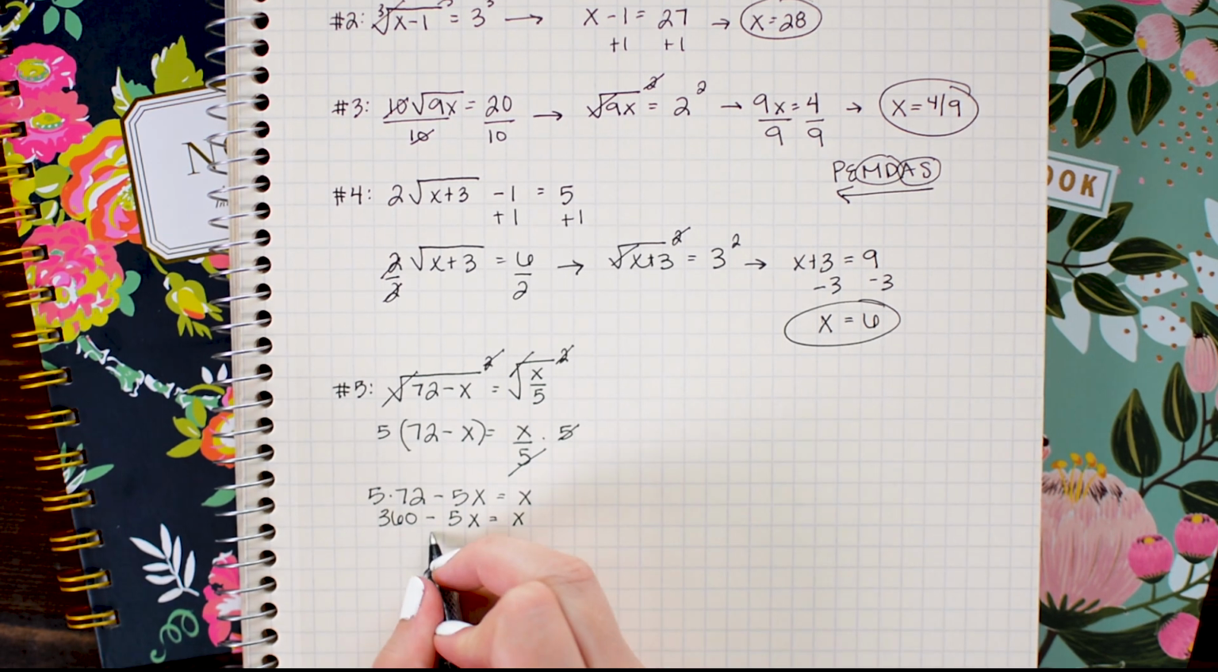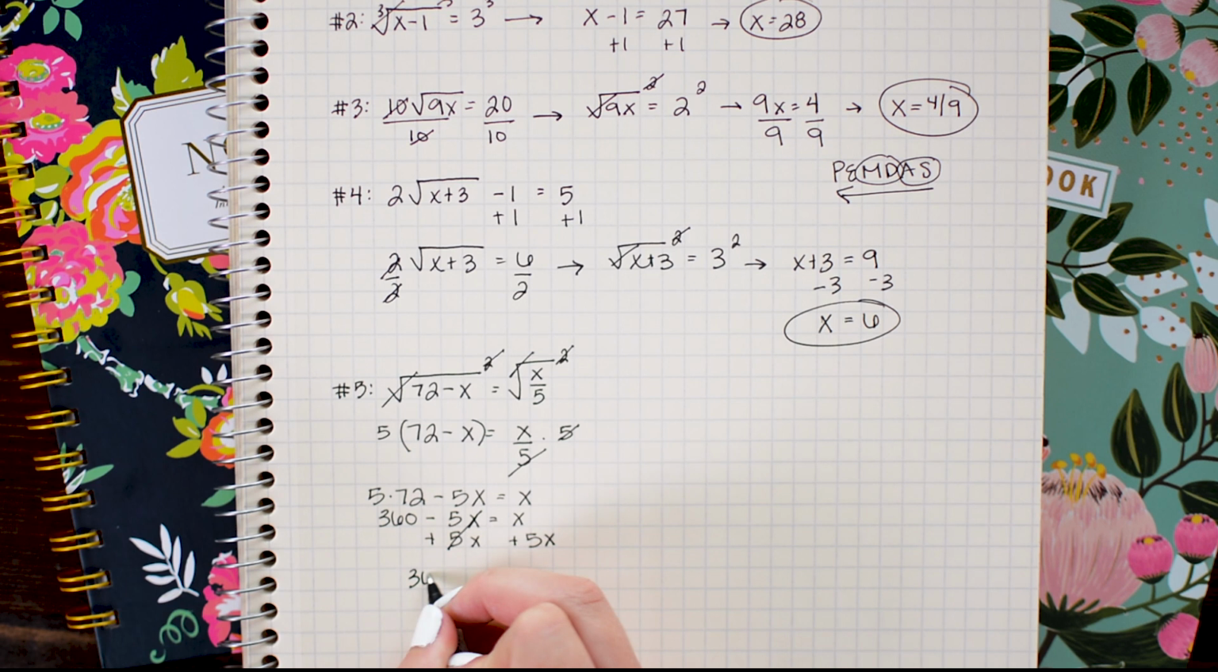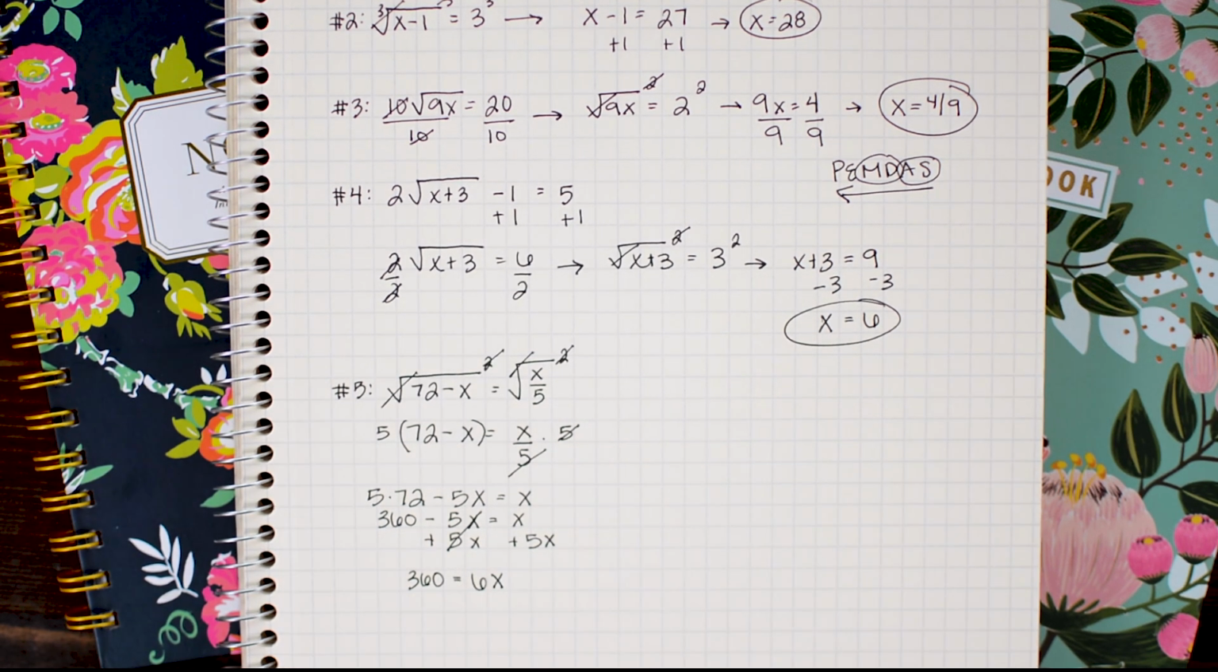Next, I'll add the 5x over. And lastly, divide both sides by 6.